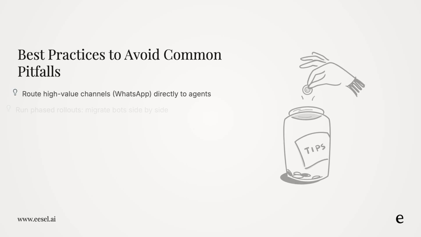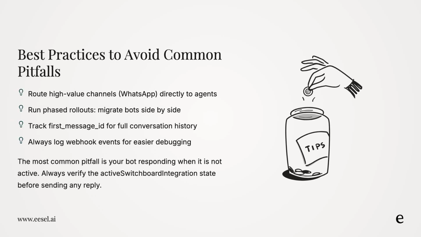A few patterns will save you significant pain. Route high-value channels like WhatsApp directly to agents. If you're migrating from an old bot, run both side by side and shift traffic gradually. And always pass the first message ID in your passControl call so agents see the complete conversation history, not just the last 10 messages.